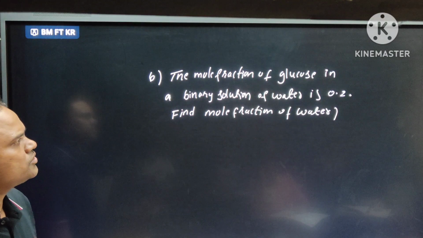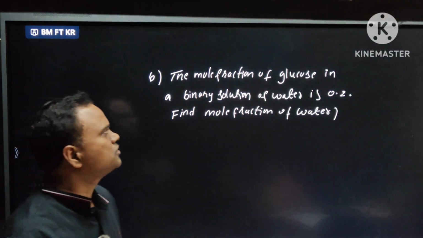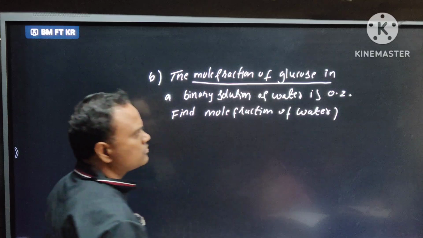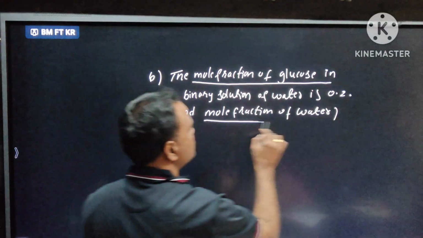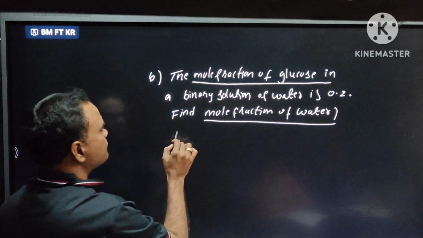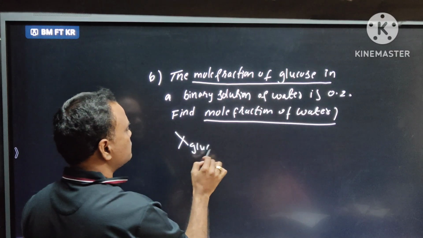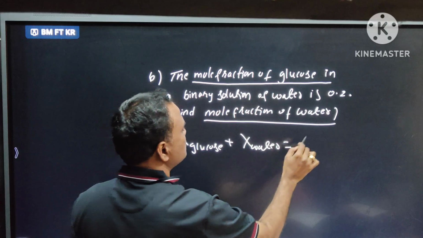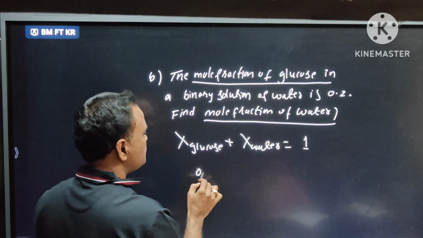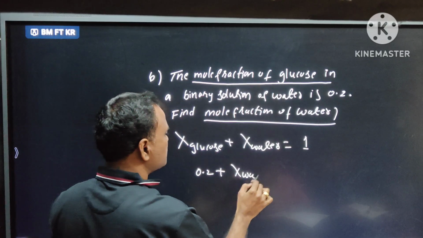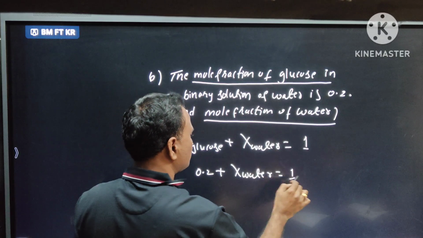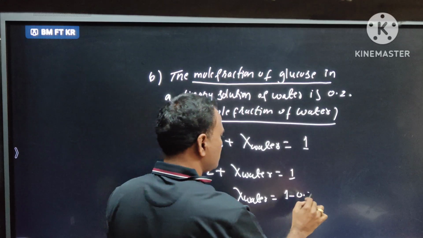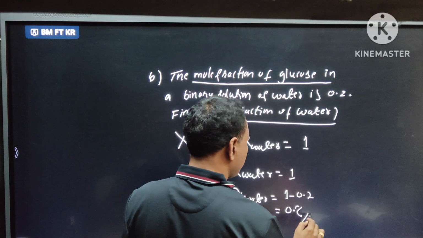Mole fraction of what is given to you? Mole fraction of glucose is given to you. What you have to calculate? Mole fraction of water. What is the relation? Mole fraction of glucose plus mole fraction of water, the sum of the mole fractions, is always equal to unity. This is 0.2, so mole fraction of water is equal to 1 minus 0.2, that is equal to 0.8.